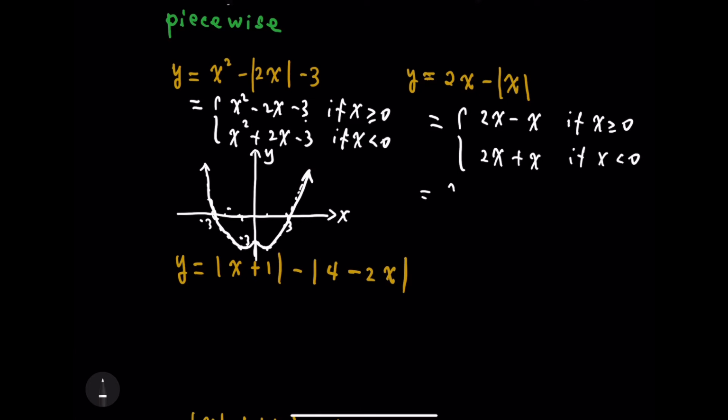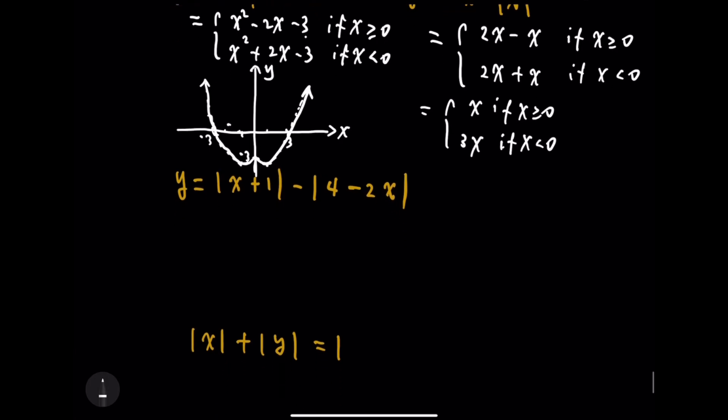So I'm going to do a little bit of simplifying. So the first one becomes just x if x is bigger than or equal to 0. Second one is 3x if x is less than 0. So sketching this is a bit easier. So it's like this.